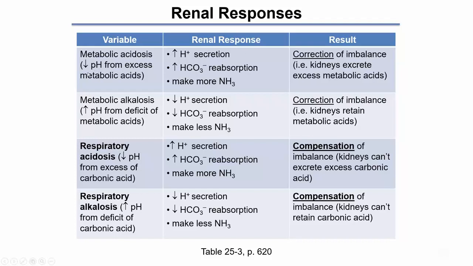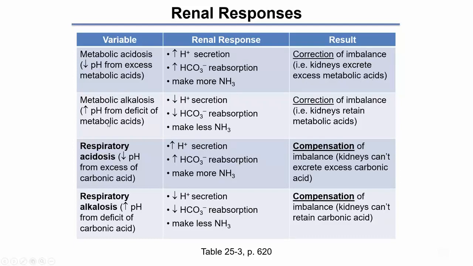So in metabolic acidosis, if you suddenly have to switch to anaerobic respiration, say you're running a marathon, or even the 400 meters, you're going to use quite a bit of anaerobic respiration. Lactic acid is going to build up. Well, this is the renal response. But this is correction, because we started off with too much of the metabolic acids, and now we're trying to get rid of all the metabolic acid. That's just a correction. The kidneys will excrete out the excess metabolic acids.